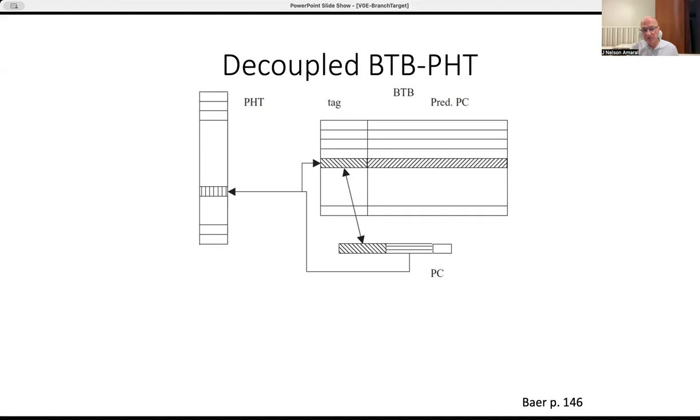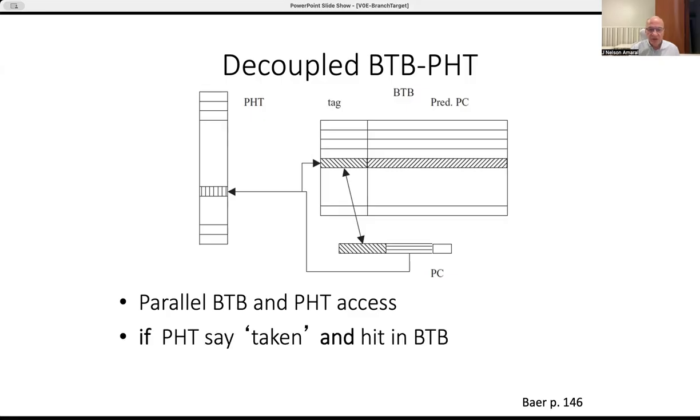So I'll take some bits of the PC to index the PHT and the BTP, and the other bits of the PC will become the tag of the branch that I enter into the BTP. So in this case, I can have a parallel access between the BTP and the PHT. And if the PHT says that the branch is taken and there is a hit in the BTP, then I can take the address from the BTP to put it into the PC.